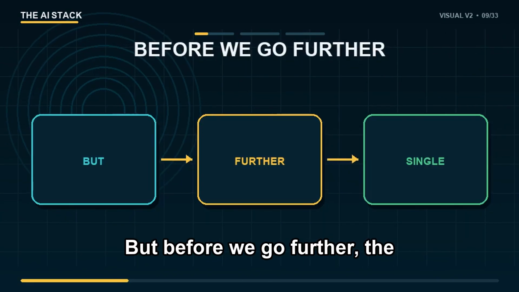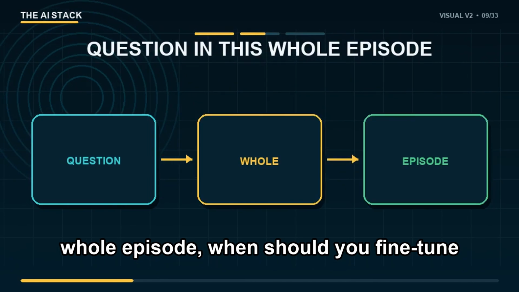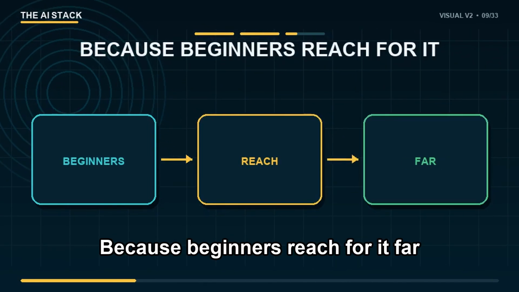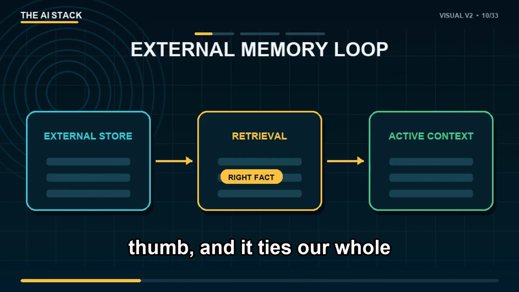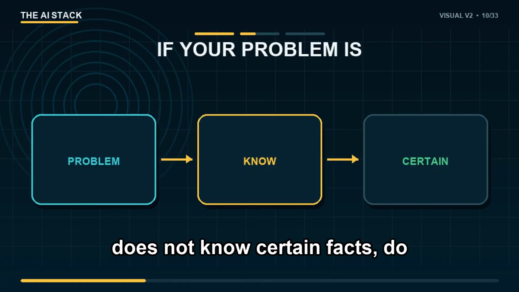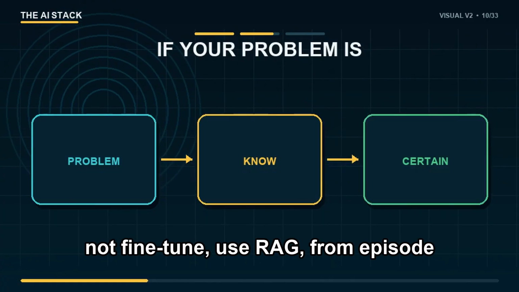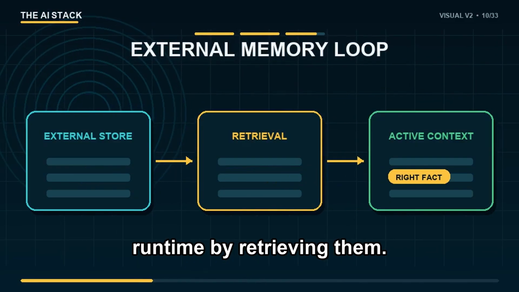But before we go further, the single most important question in this whole episode: when should you fine-tune at all? Because beginners reach for it far too early. Here is the honest rule of thumb, and it ties our whole course together. If your problem is the model does not know certain facts, do not fine-tune, use RAG. From episode 13, give it the facts at runtime by retrieving them.